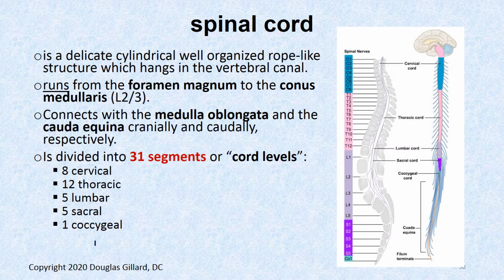Well, there's only 1 coccygeal nerve. Where are the other 3? They think they're part of the filum terminale, is what the histologists tell us. Co2, 3, and 4 are remnants of the filum terminale.